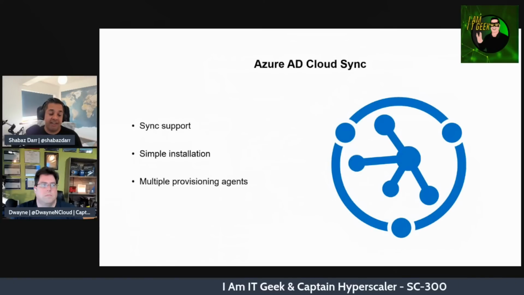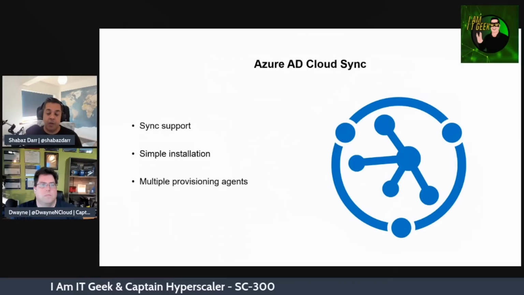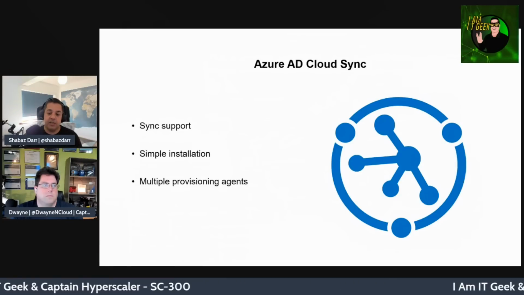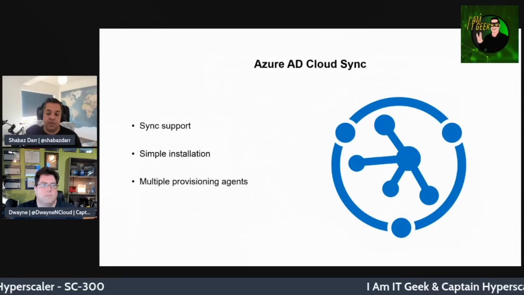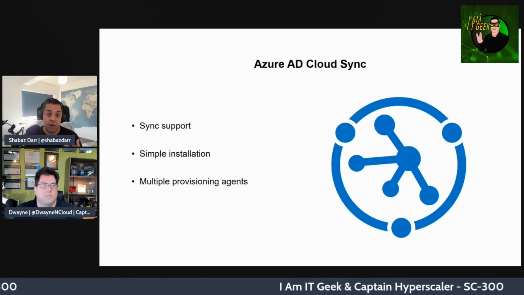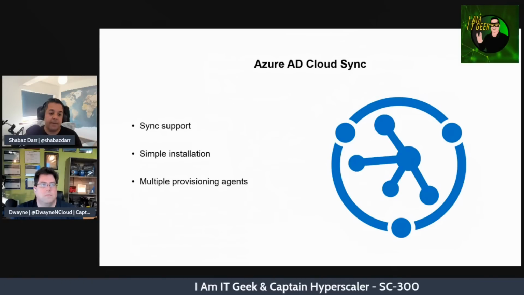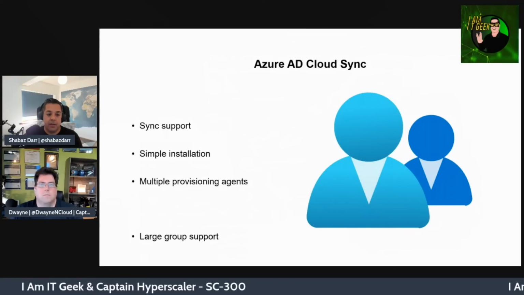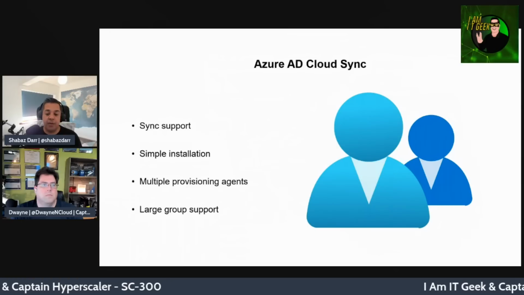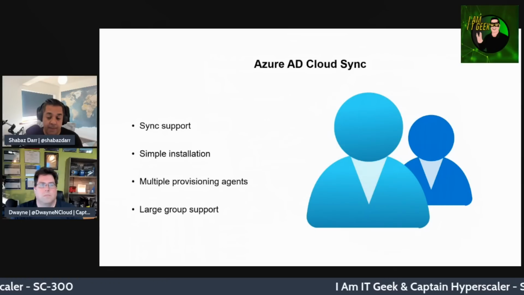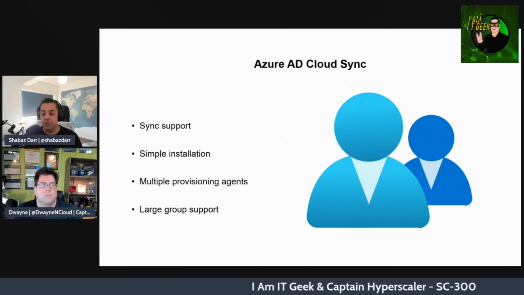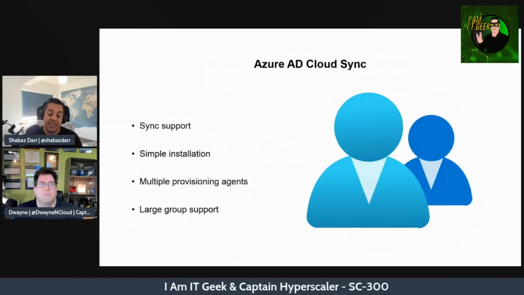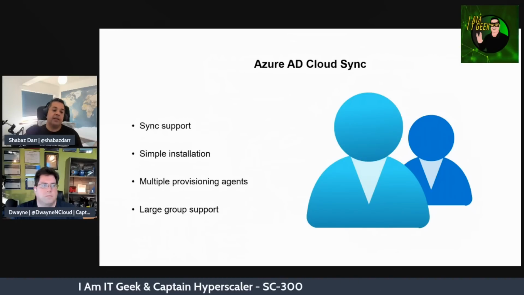You can have multiple provisioning agents. They can be used, as we mentioned, for high availability deployments or DR situations. This is critical for organizations who rely heavily on password hash sync. And then we have large group support as well, with up to 50,000 members. It's recommended that you use only the OU scoping filter when synchronizing large groups.